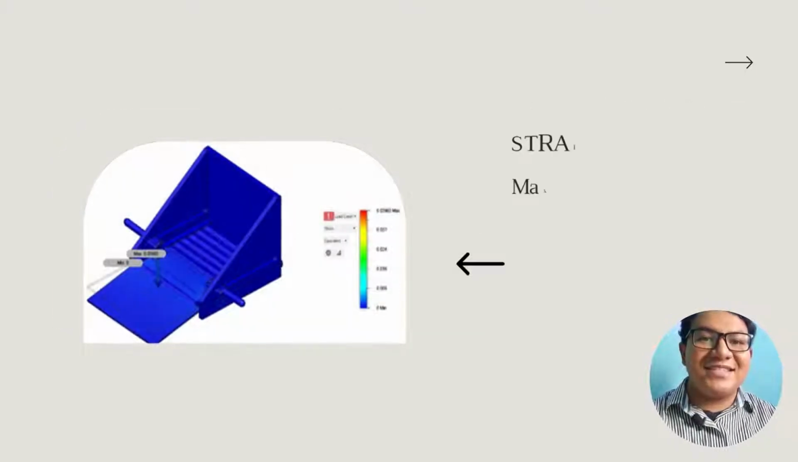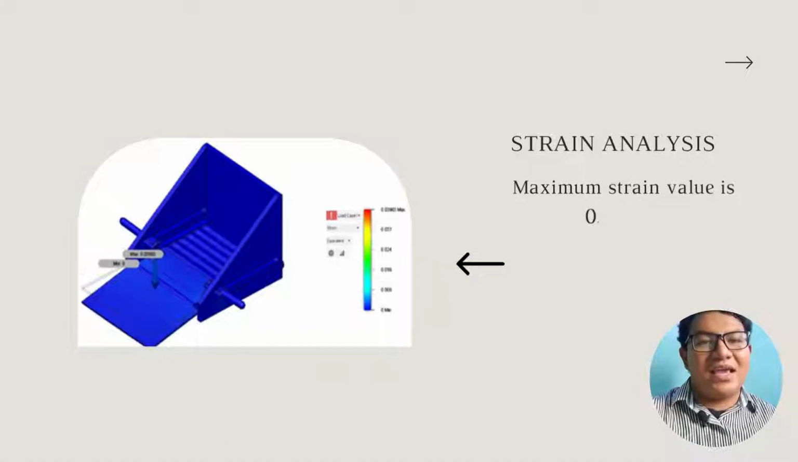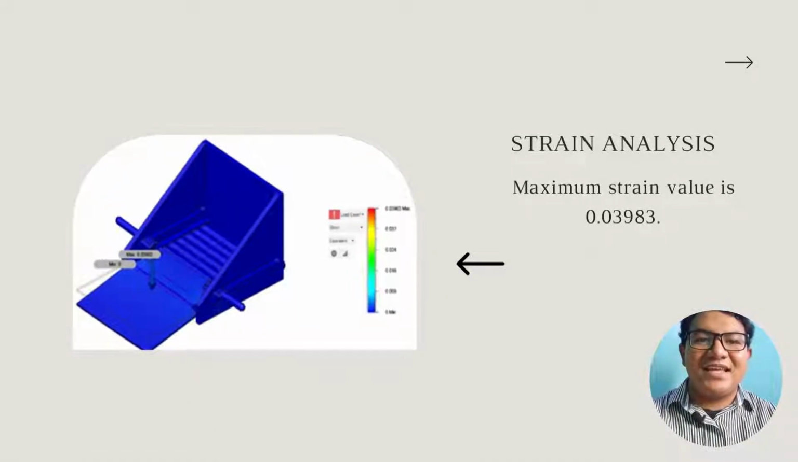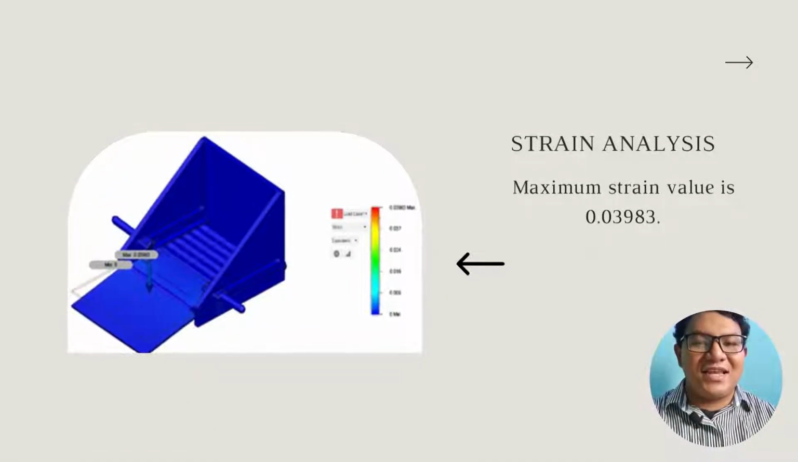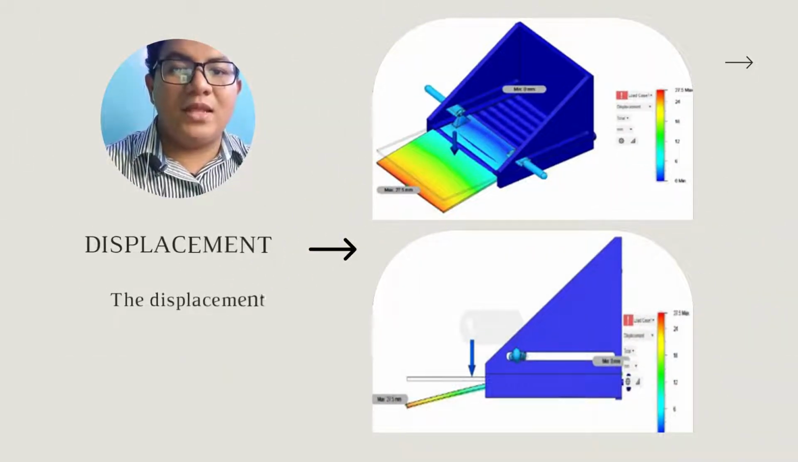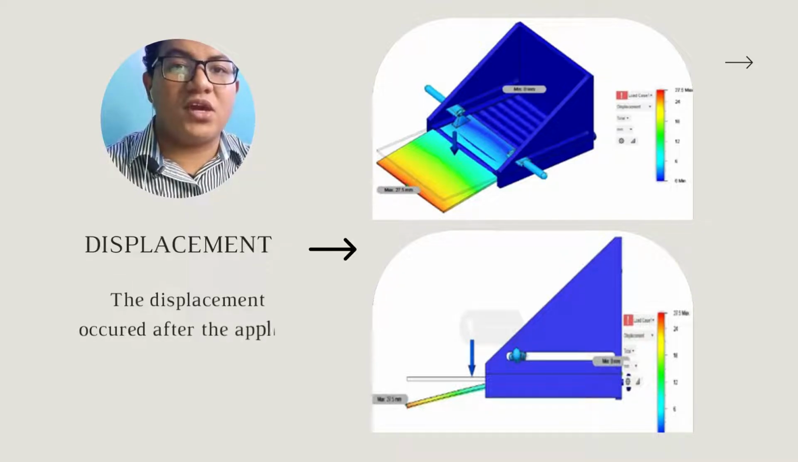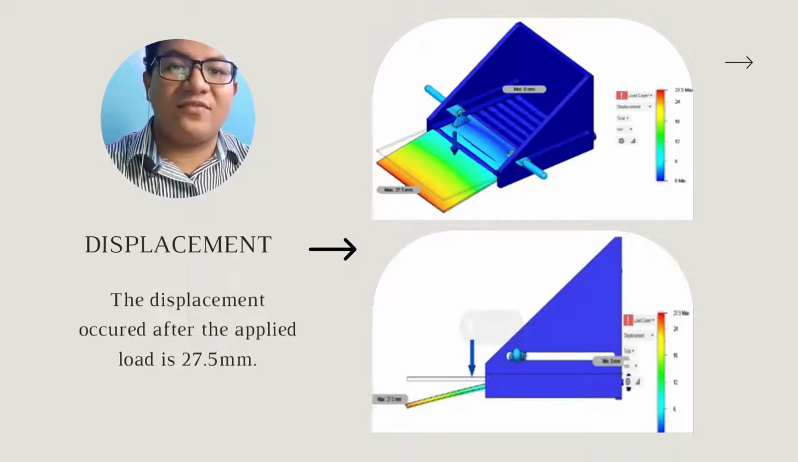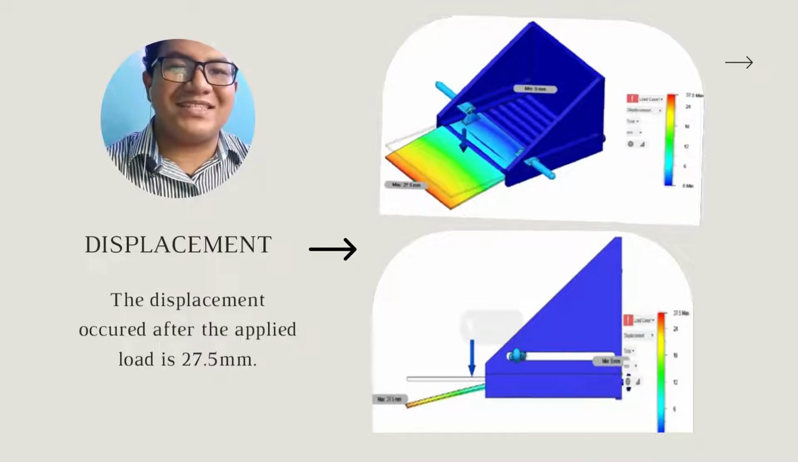nanopascal. And next is the strain analysis, where we get that the maximum strain is 0.03983. Next, we will go to the displacement. Here you can see two figures: the one above is an isometric view, and the second is the side view. We can see it more clearly. The displacement that occurs after the applied load is 27.5 millimeter.